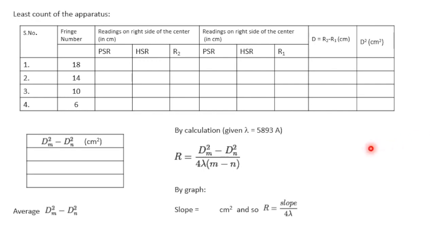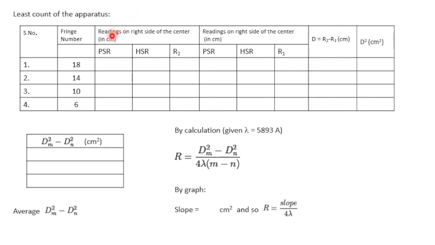So this is the tabular column that you will be filling for the experiment. The first entry that you will make in this tabular column is the least count of the apparatus, the least count of the traveling microscope. And I have discussed this in video 1 as to how to determine the least count of the traveling microscope.